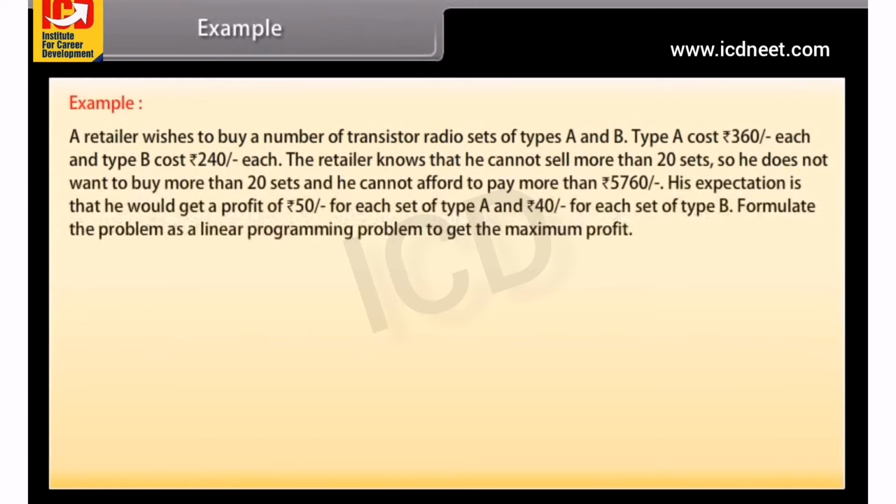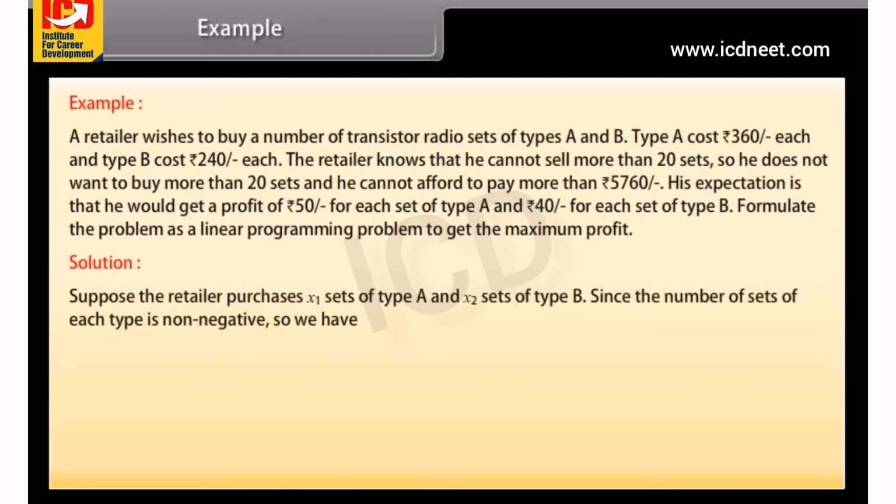Example. A retailer wishes to buy a number of transistor radio sets of types A and B. Type A costs rupees 360 each and type B costs rupees 240 each. The retailer knows that he cannot sell more than 20 sets, so he does not want to buy more than 20 sets, and he cannot afford to pay more than rupees 5,760. His expectation is that he would get a profit of rupees 50 for each set of type A and rupees 40 for each set of type B. Formulate the problem as a linear programming problem to get the maximum profit.